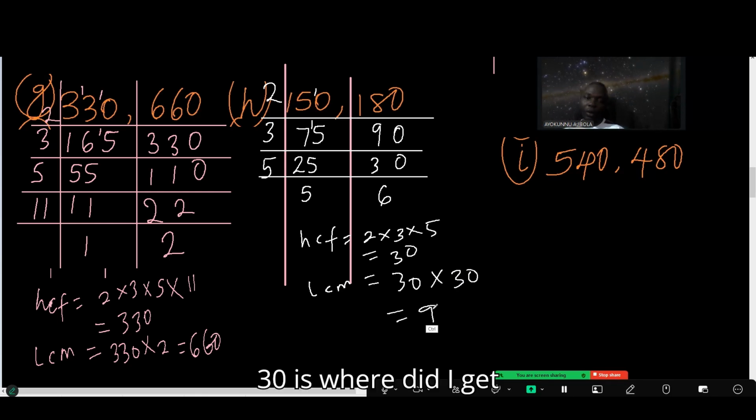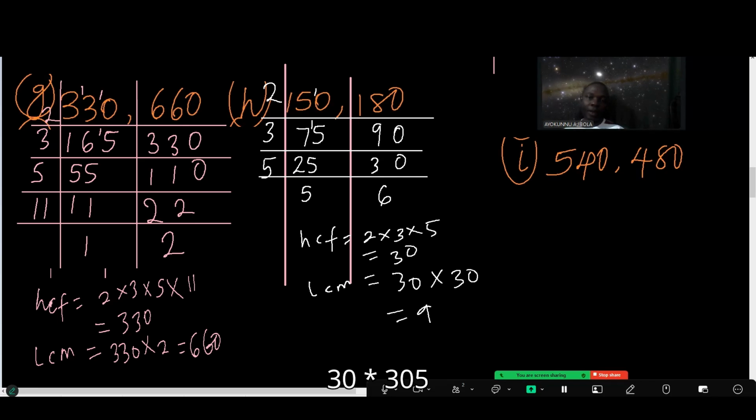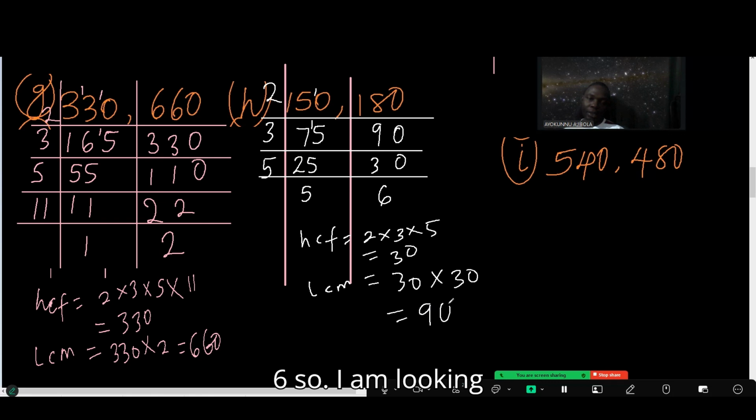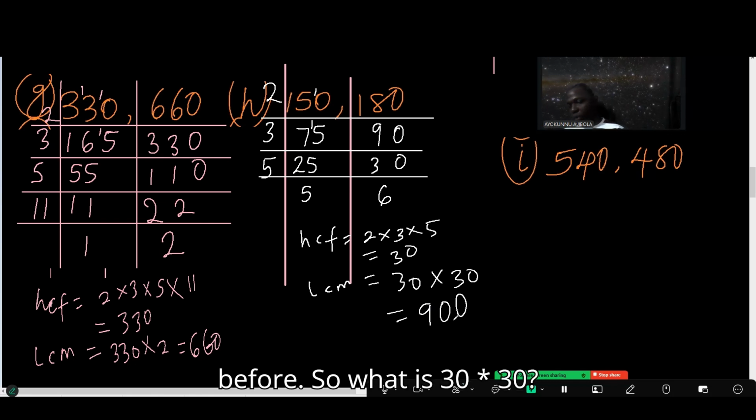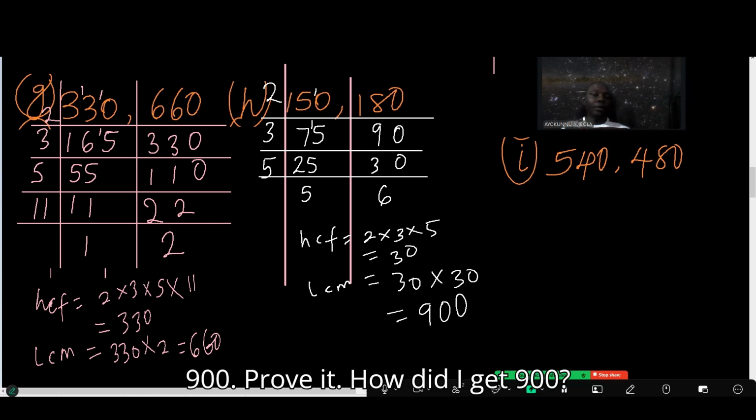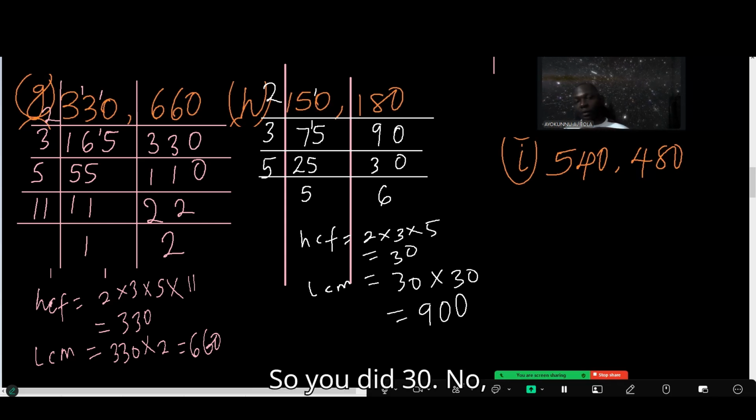30 times 30? 5 times 6. So what is 30 times 30? 900. Prove it. How did I get 900? So you did 3 times 3.